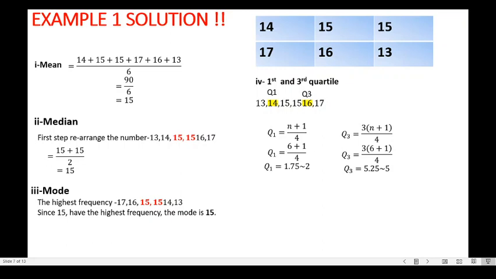So that is the answer. Q1 is equal to 14. Q3 is equal to 16. The final answer will be that. It's not that Q1 is equal to 2, which is wrong, or Q3 equal to 5. No. Because that is only how you measure the level, and then only you identify the numbers for each of the quartiles. Hopefully you understand it. Let's look at the next slide.